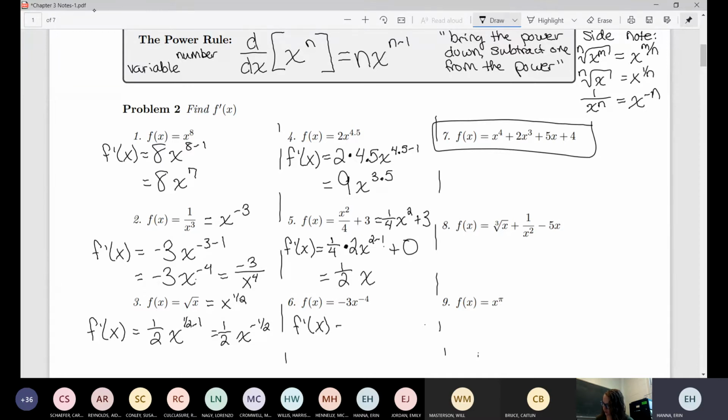Derivative of 6, -3 comes along for the ride. Bring the power down, subtract 1 from the power. So you'll get 12x to the -5th.